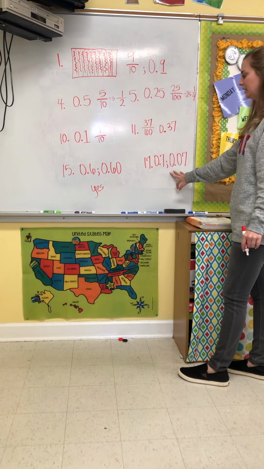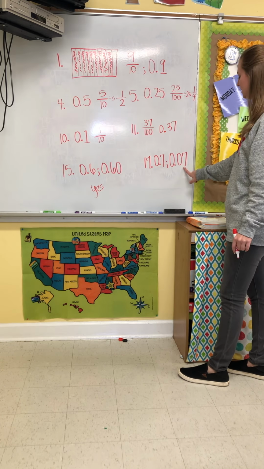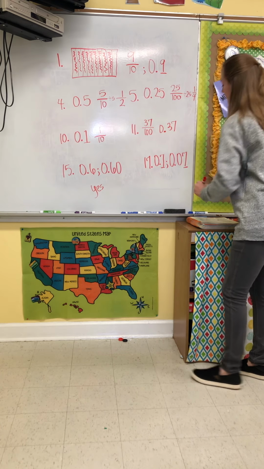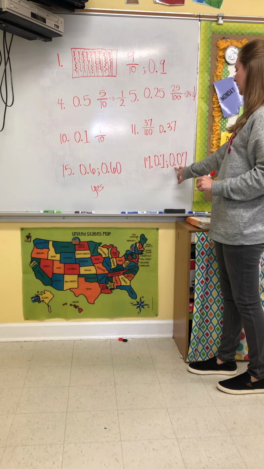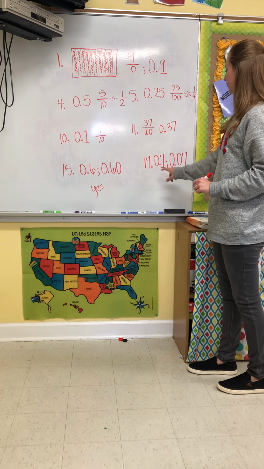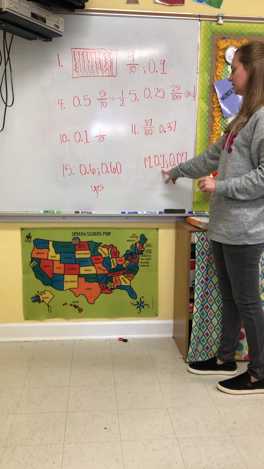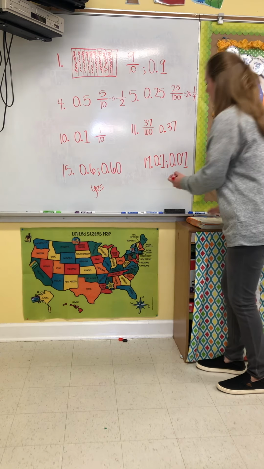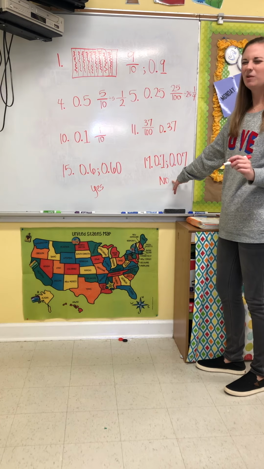17 is a little bit different. We notice that the 7 is in the 10th spot, and this 7 is in the 100th spot. So when we see a decimal that has 0 decimal 0 then a number, we know that it's going to be different from just 0 decimal and a number, because it's not the same value. This is in the 10th spot, and the 7 is in the 100th spot. So no, that would not be equivalent. Okay, I hope that makes sense for y'all.